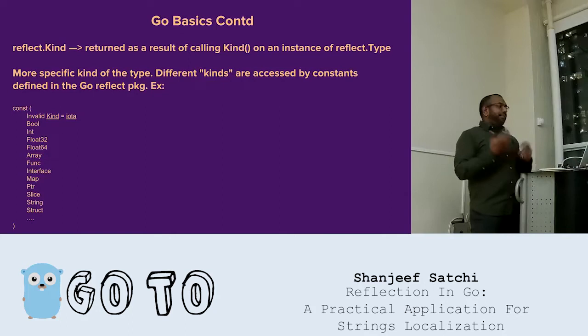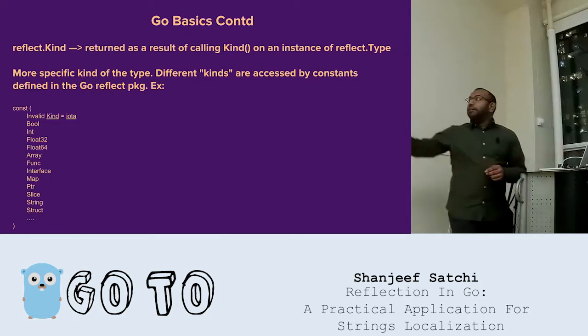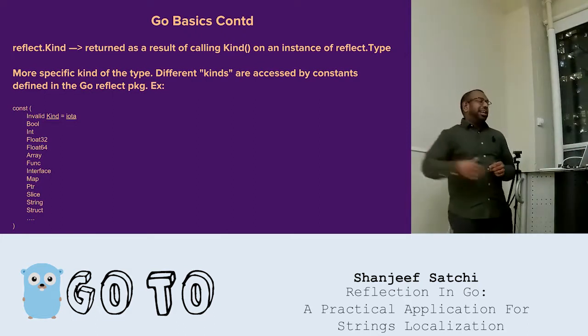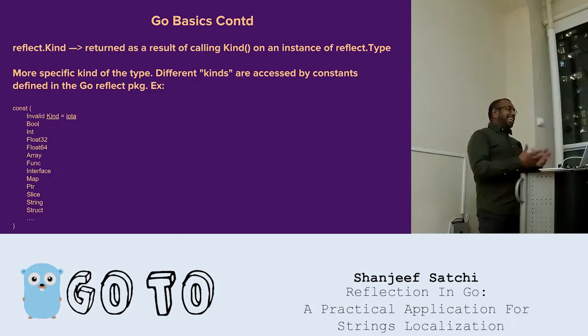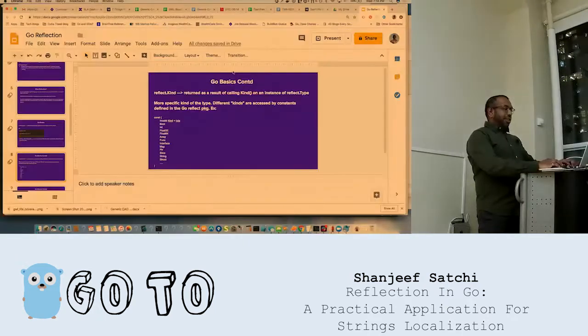Another element is the Kind. Sometimes it's confusing: what's the type, and what's the kind? They're related. The kind is the specific kind of type. We can check the primitive type through these constants that are defined in the reflect package. So you can check, hey, is this entity a float or a struct or a pointer? So let's validate that.